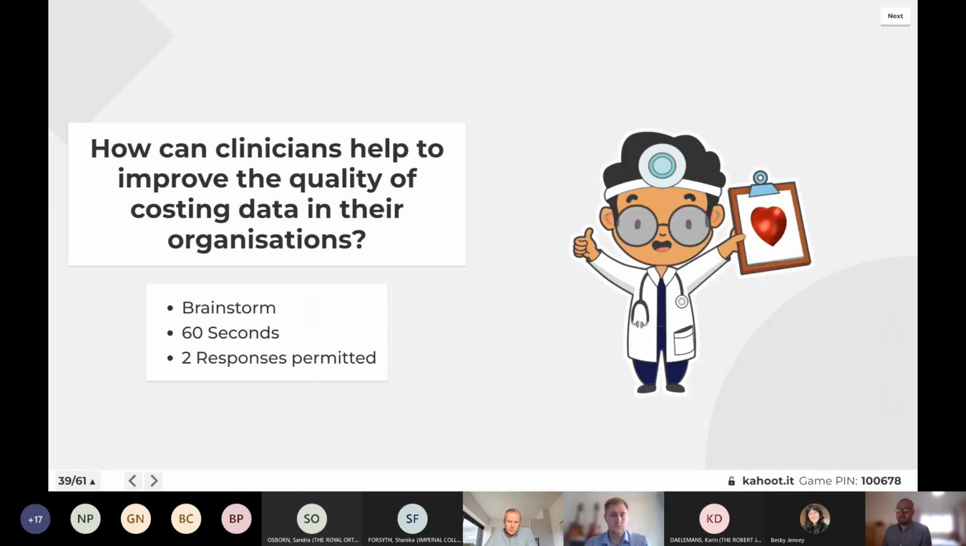So we've got a couple of discussion points now. There'll be 2 brainstorms again, same format as before. First one is, how can clinicians help to improve the quality of costing data in their organisations? You'll have 60 seconds on this one.